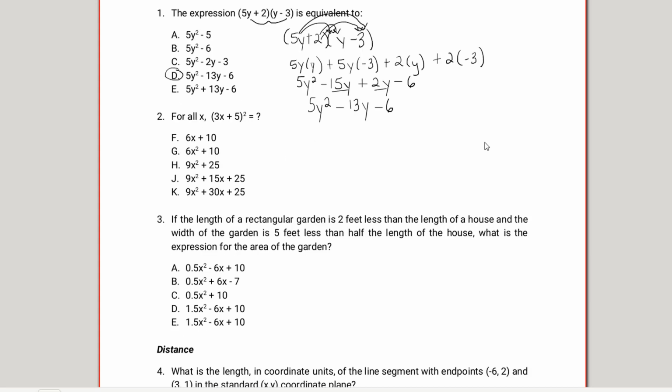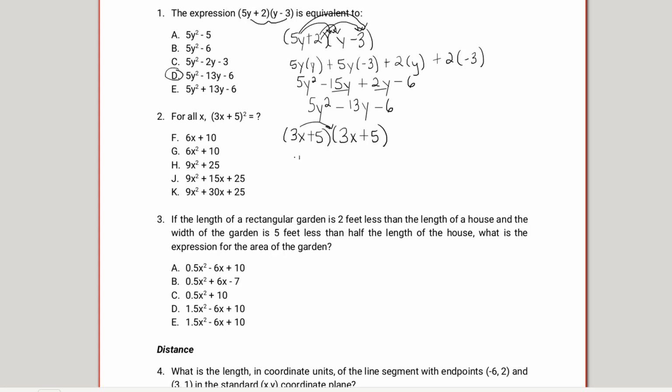Number 2 says for all x, (3x + 5) squared is equal to what? So there are shortcuts, looking at squaring a sum or squaring a difference, and that's great if you can remember that. If you can't, all we have to do is write out our 3x + 5 times 3x + 5. And then we're going to use the same technique as we did before.